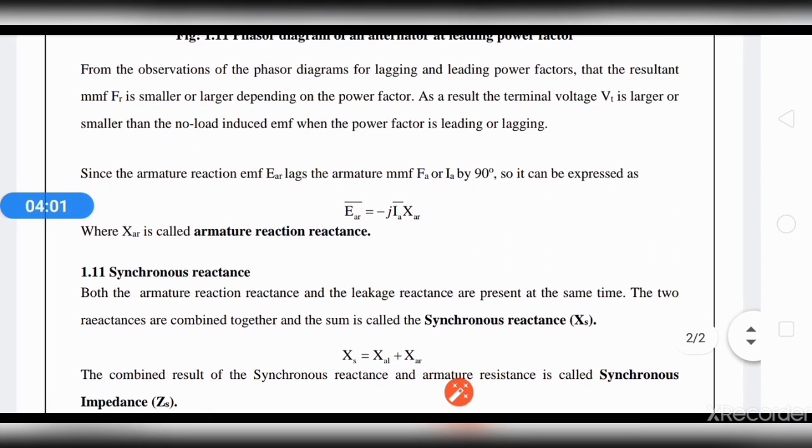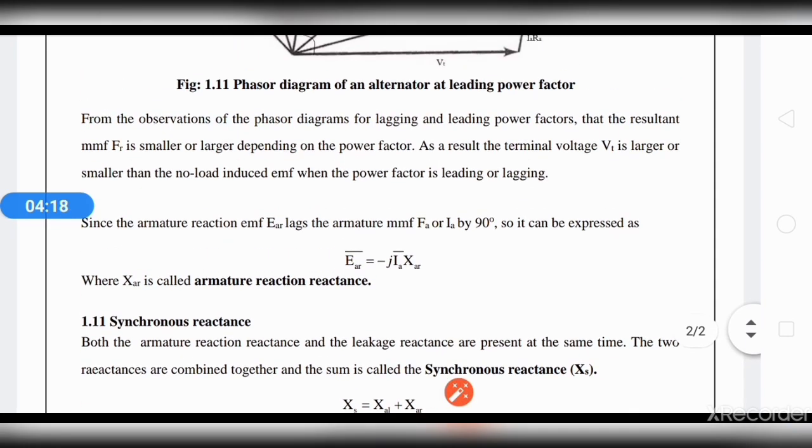Since the armature reaction EMF lags the armature MMF or IA by 90 degrees, it can be expressed as minus j IA XAR, where XAR is the armature reaction reactance. So this is the formula, valid for a leading power factor load.